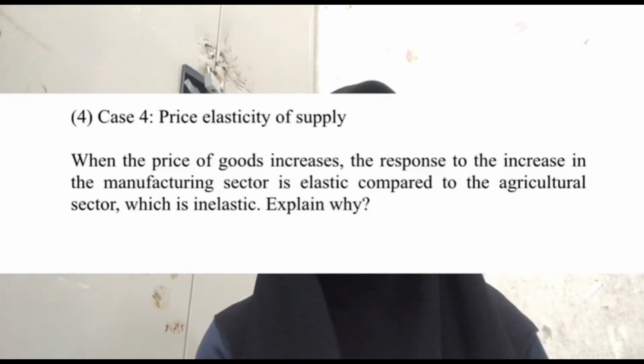So now I'm going to explain about price elasticity of supply. So let me read the question first. So here is the question. When the price of goods increases, the response to the increase in the manufacturing sector is elastic compared to the agriculture sector, which is inelastic. Explain why. So I'm going to explain why.